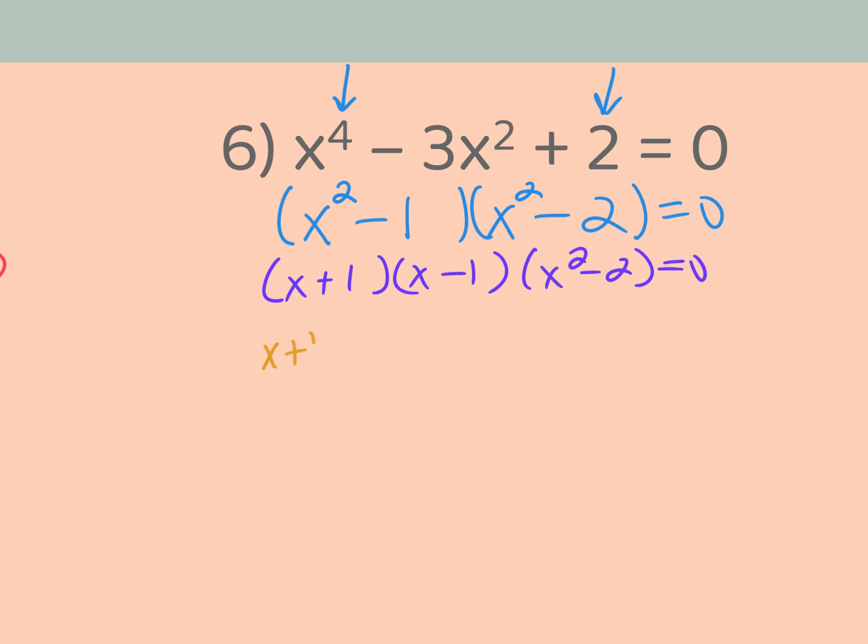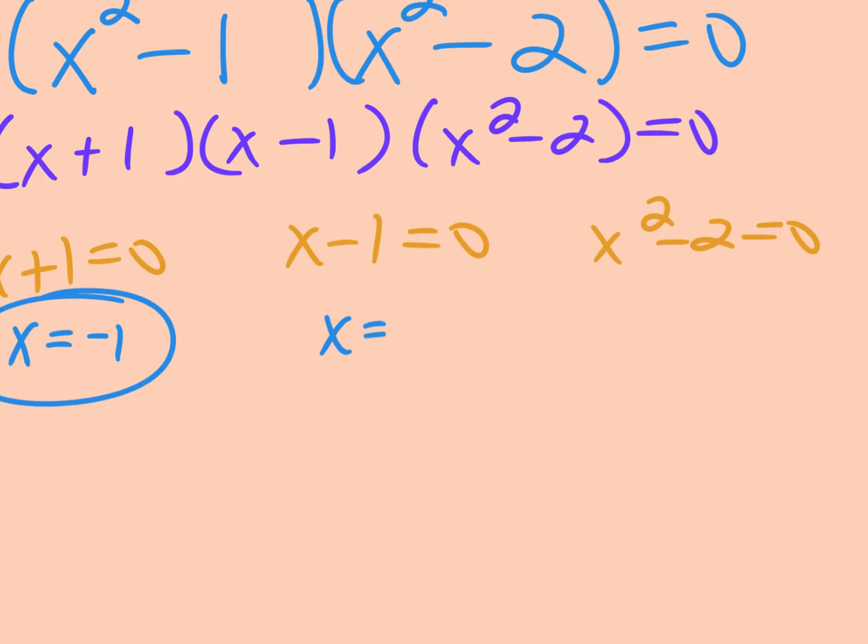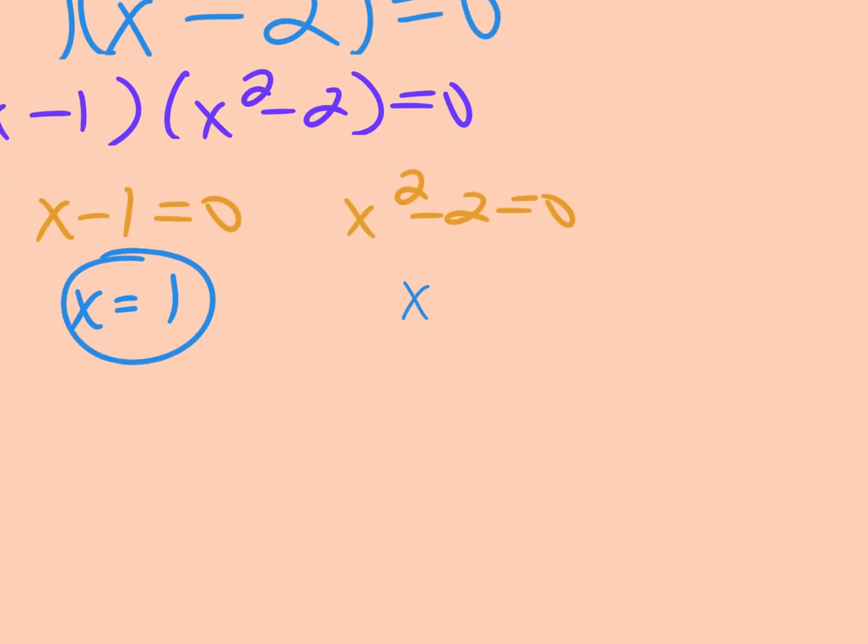So x plus 1 equals 0. x minus 1 equals 0. x squared minus 2 equals 0. So my first little equation on the left here, what does x equal? -1. My second equation, what does x equal? +1. Good. My third equation, I'm going to move the 2 over, becomes x squared equals 2. What do I do to both sides?